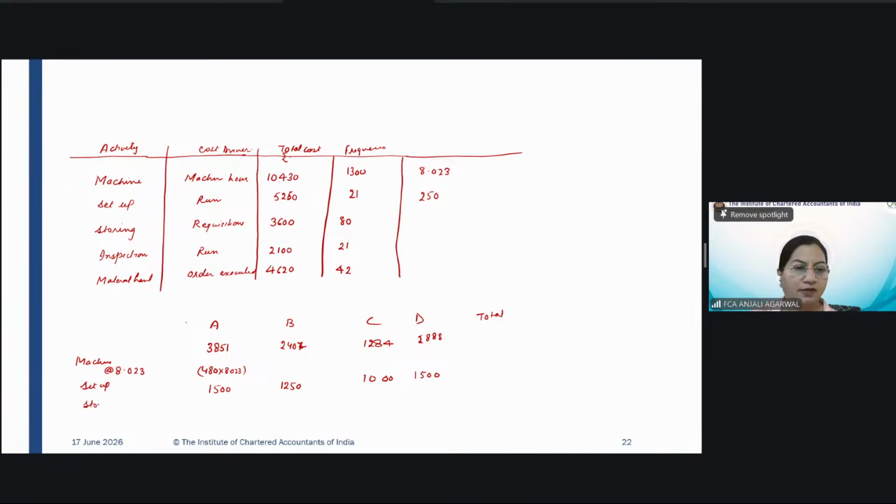Similarly, storing based on requisition 20 each. So this will be divided equally, 900 each. However, you can establish the rate here, 3600 divided by 80. It's 45. And in all the calculations, you can write 20 into 45.